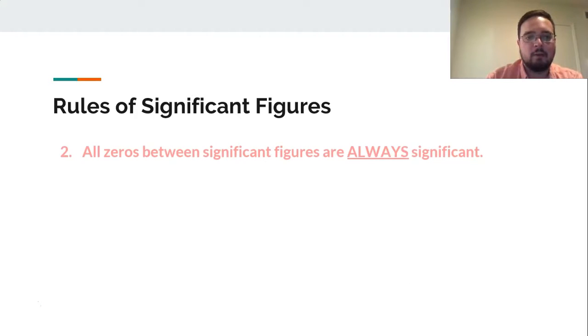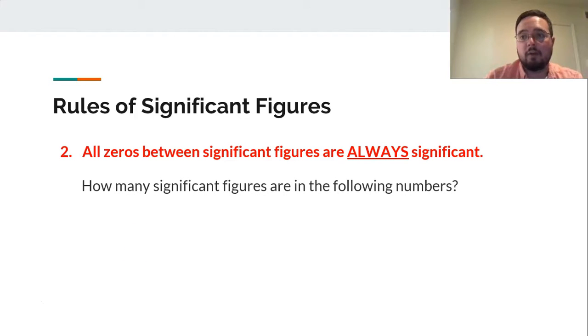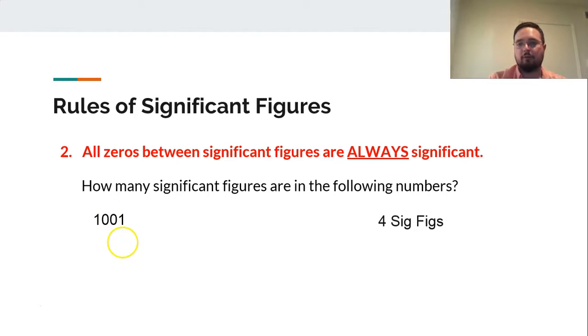So the second rule is all zeros between significant figures are always significant. Take a number like 1001. We know from the first rule that the first digit is non-zero, so it's significant. The last digit here is non-zero, so therefore it's significant. So these 2 zeros are in between 2 significant figures, and therefore those 2 zeros are also significant. So you tally them up and you have a total of 4 sig figs.